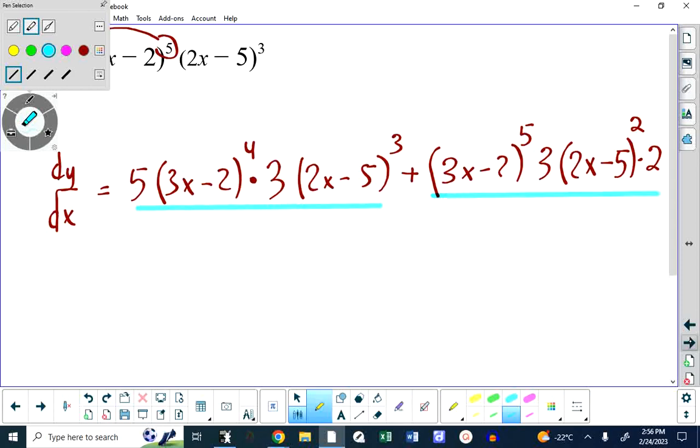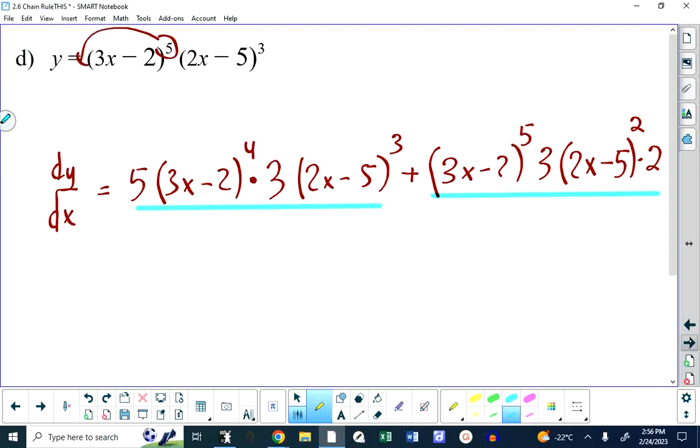34 eyes are better than 2. That looks okay though, I think. Okay. What's the common factor? I can't take a 5 out. I can take a 3 out. There's a 3 in both.